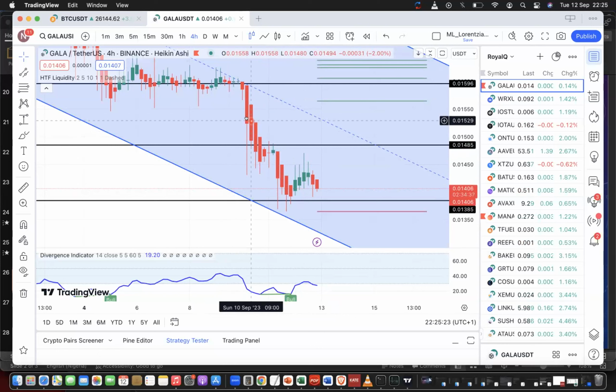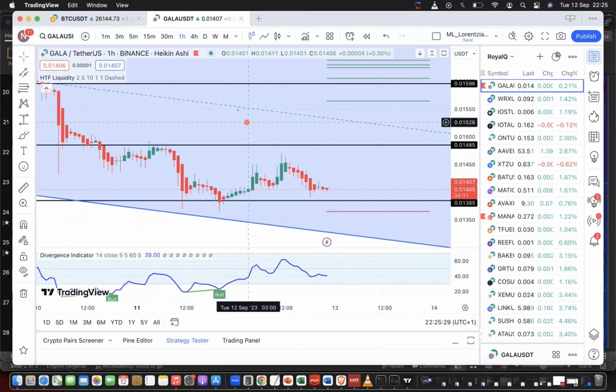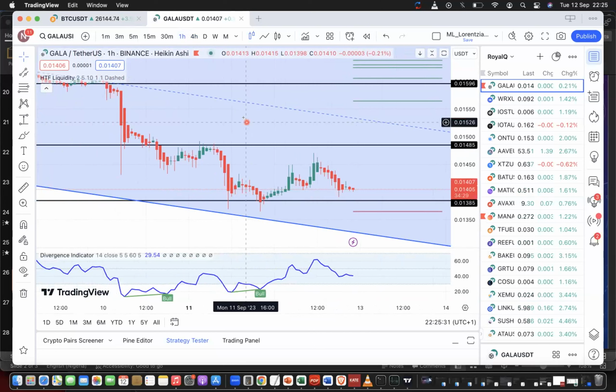Now, if I go to the 1 hour time frame, 1 hour time frame is where I take my trading decisions. You can also take them on 30 minutes, but I take them on the 1 hour time frame because I don't really have much time with the hectic pace of life and all that. So the 1 hour time frame works for me.